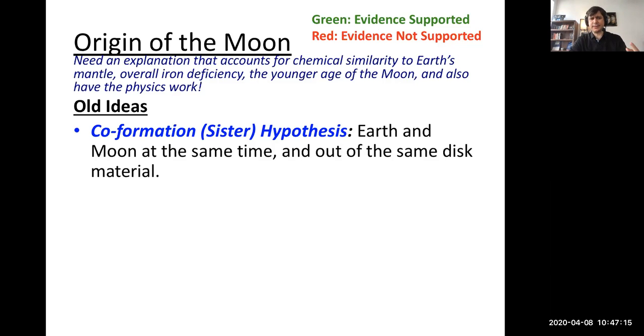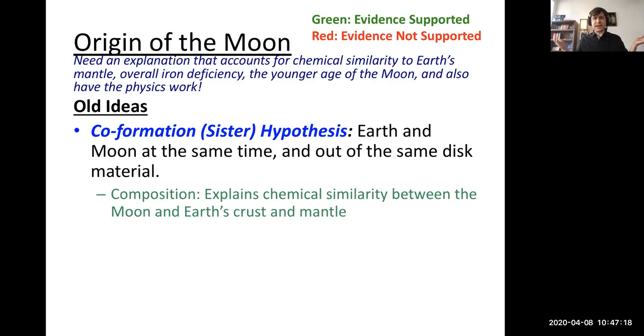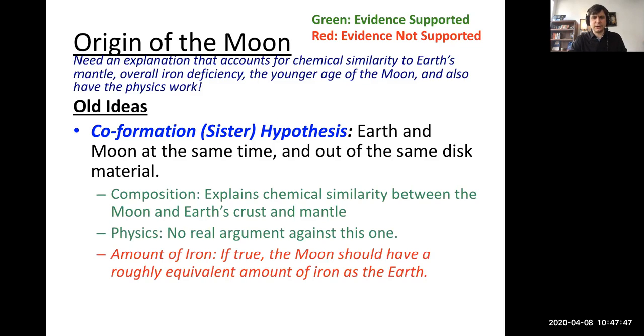So what does this mean? If they formed at the same time in the same place, then this explains the remarkable similarity between the rock composition. If they formed at the same place in the solar nebula, there'd be the same building blocks available. Therefore, you should have the same rocky composition. So good, we have a check mark for the rock composition. Physics, no real argument against this. We see binary systems throughout the universe in a lot of different contexts. So not a really big argument against this. You could form these things in a co-formation scenario.